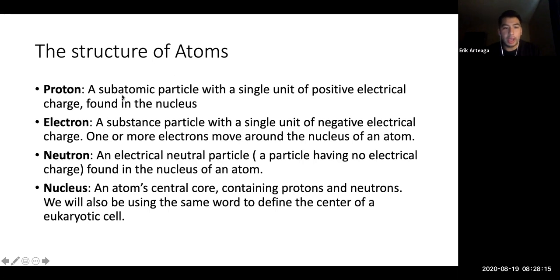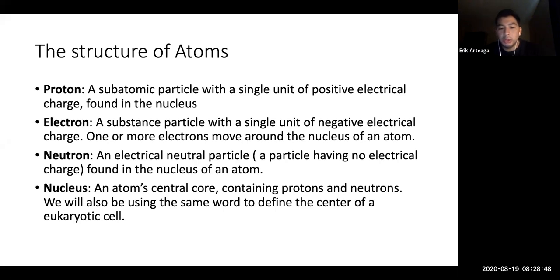Okay. Structure of atoms. Proton is a subatomic particle with a single unit of positive electrical charge found in the nucleus. An electron, a subatomic particle with a single unit of negative electrical charge. One or more electrons move around the nucleus of an atom, again forming that cloud. Neutron, an electrically neutral particle, a particle having no electrical charge found in the nucleus of an atom. Okay, and the nucleus, an atom's central core containing protons and neutrons.